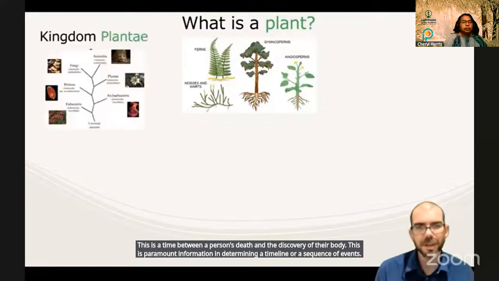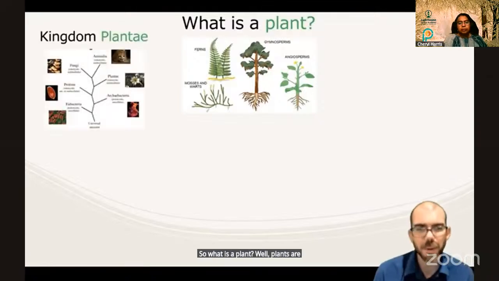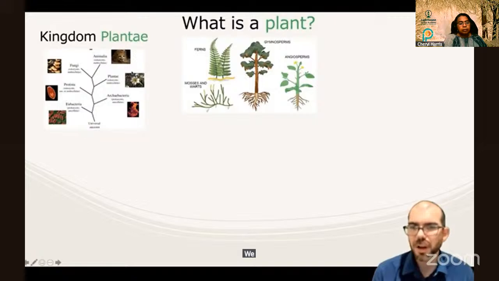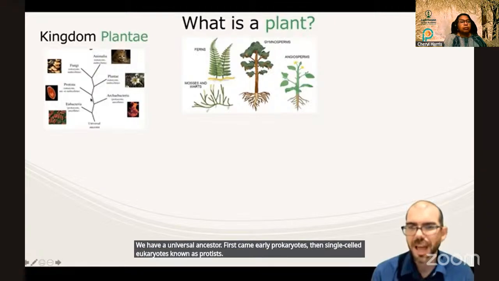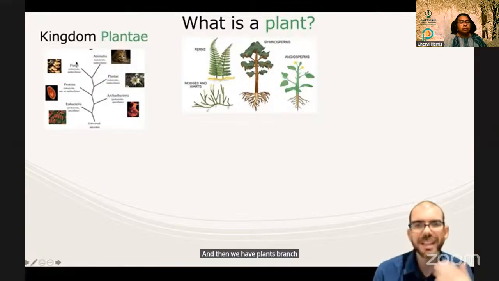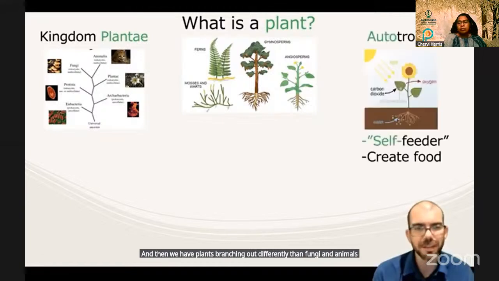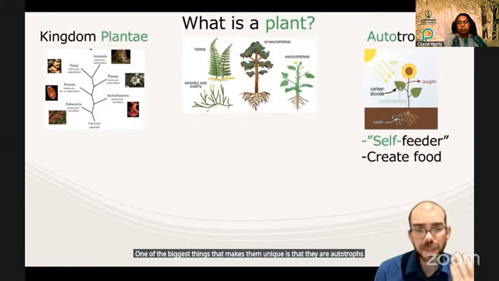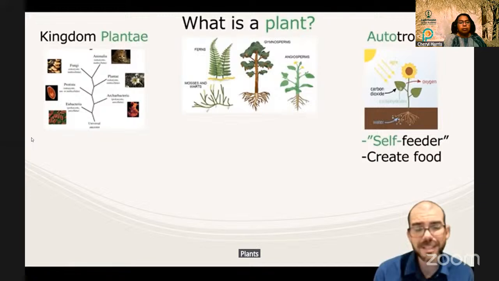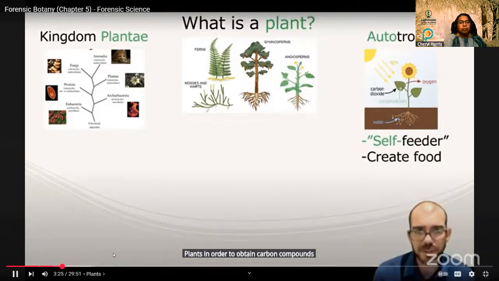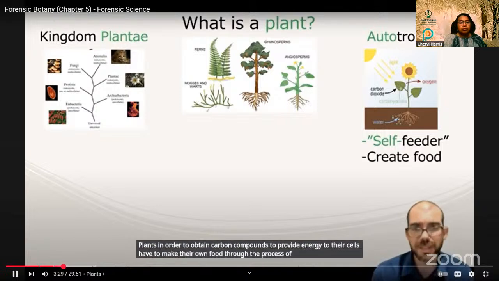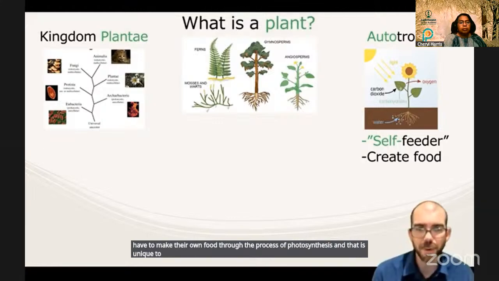So what is a plant? Well, plants are in kingdom Plantae when looking at their biological classification. If you look at the history of life on Earth, we have a universal ancestor. First came early prokaryotes, then single-celled eukaryotes known as protists, and then we have plants branching out differently than fungi and animals. So plants are their own kingdom. One of the biggest things that makes them unique is that they are autotrophs, meaning self-feeder. Plants, in order to obtain carbon compounds to provide energy to their cells, have to make their own food through the process of photosynthesis, and that is unique to plants and some other early prokaryotes.